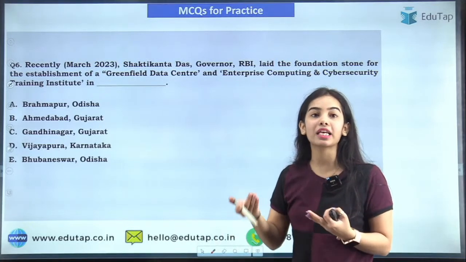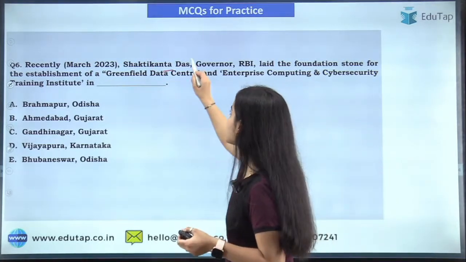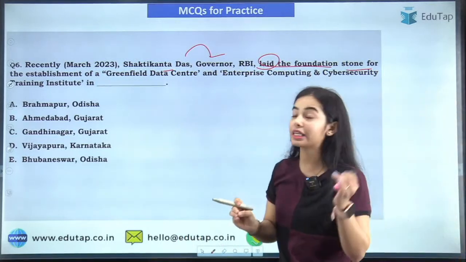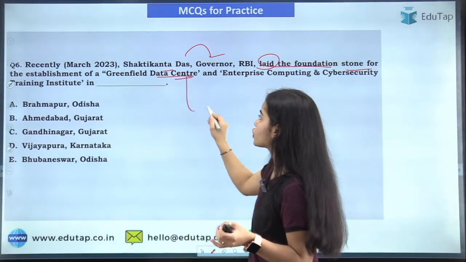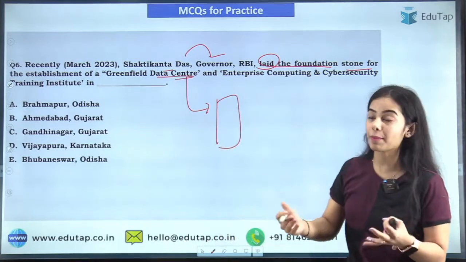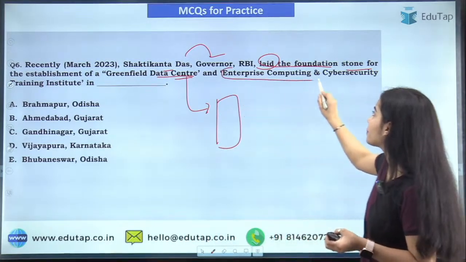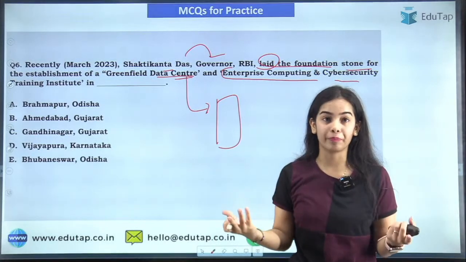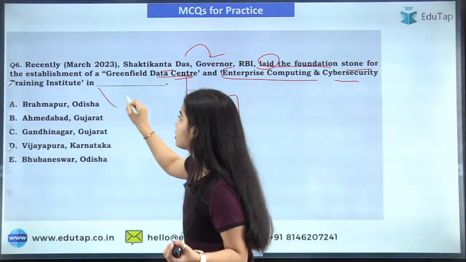The next question is regarding the recent foundation stone laid by Shaktikanta Das, RBI's governor, for the establishment of a greenfield data center. A data center will be established, and the enterprise computing and cyber security training institute will be established where?